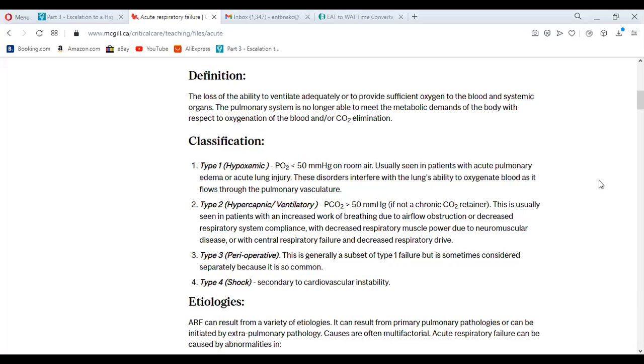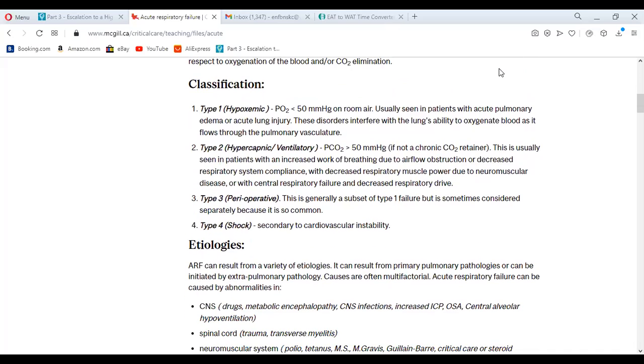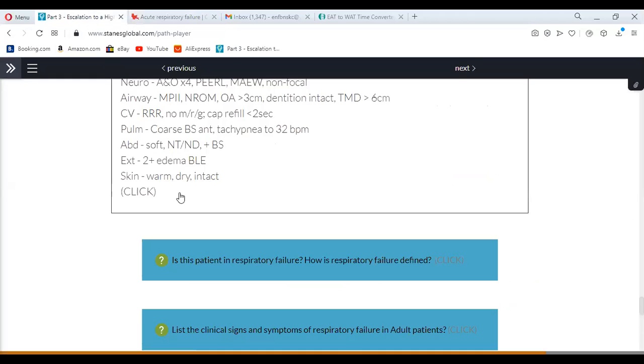Then type 3 is perioperative, that is during surgery or after surgery. This is generally a subset of type 1 failure, but it is sometimes considered separately because it is so common. And then you have type 4, which is due to shock, secondary to cardiovascular instability. The patient in shock is not able to carry oxygen to the system. So basically this is the reference you need to be able to classify respiratory failure. Let's go back to the main presentation.